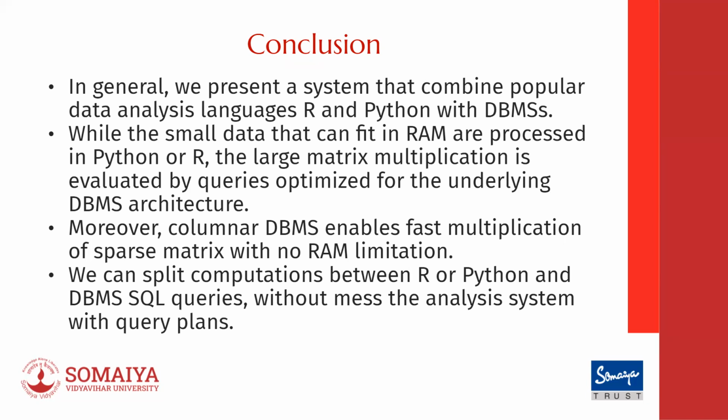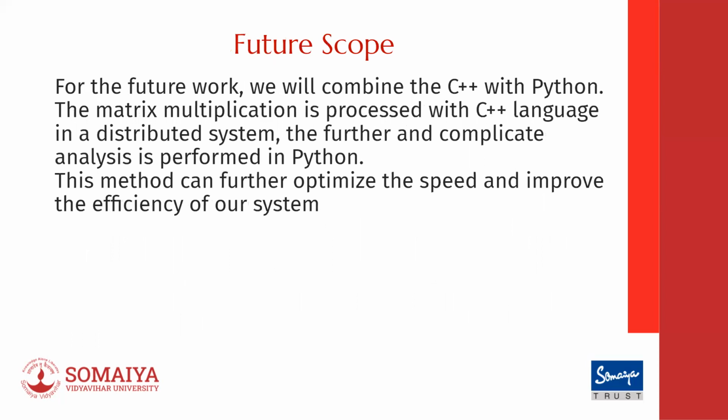Now the future scope, and how we can further improve this project. For future work, we can combine C++ with Python. The matrix multiplication can be processed in C++ in a distributed system, and further, more complicated analysis can be performed in Python. This method can further optimize the speed and improve the efficiency of our system, and can be implemented in the future.